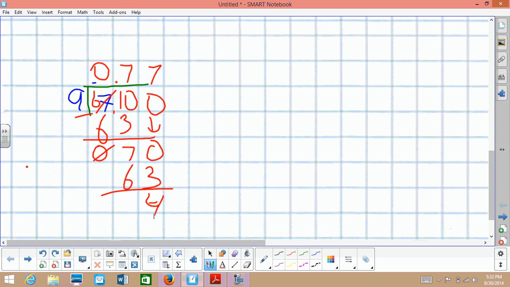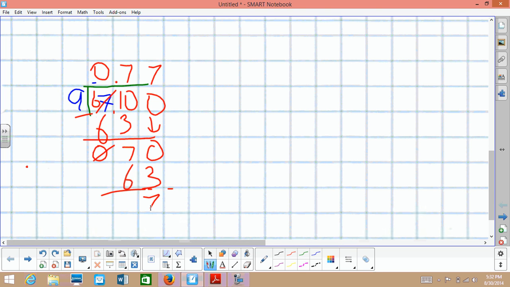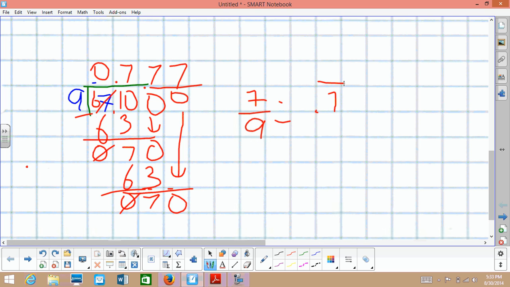7, you get 7, and 0 here, add another 0, bring it down, and you end up with 70 again. If you notice, it's a pattern. It just keeps going and going and going, and that never really stops. So we call that repeating. We say that 7 over 9 is equal to 0.7 repeating. That line on top means repeating.